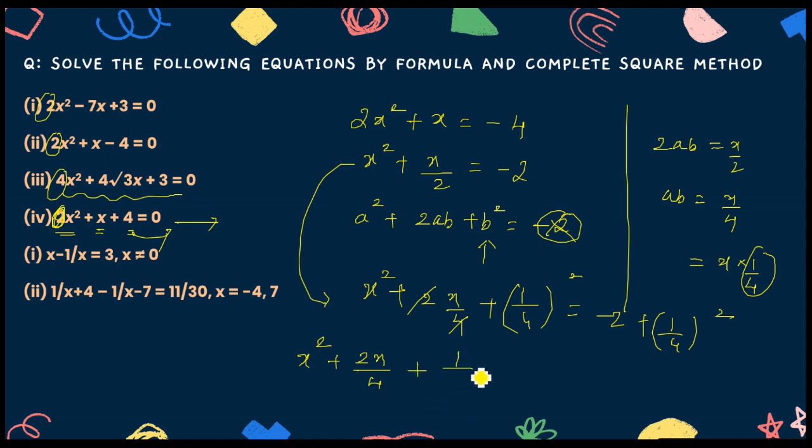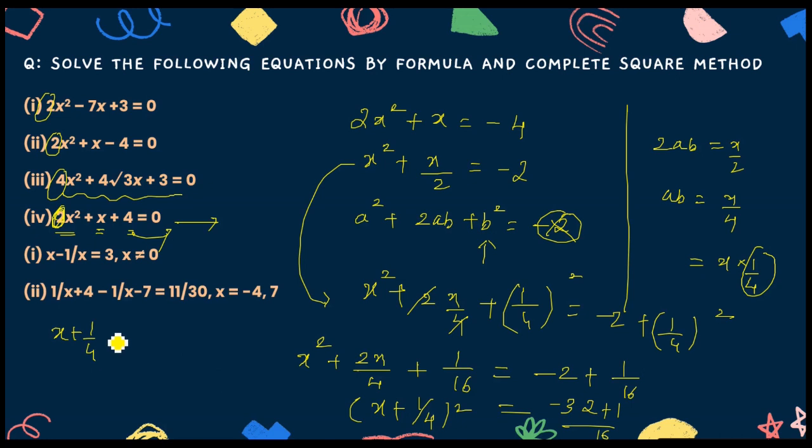Don't do. Just keep it. You are not doing all that. 1 by 16. And here minus 2 plus 1 by 16. Okay, so this will become, cross multiply, minus 32 plus 1 divided by 16. And this, if you observe, is x plus 1 by 4 whole square. So x plus 1 by 4 whole square is equal to minus 31 by 16.